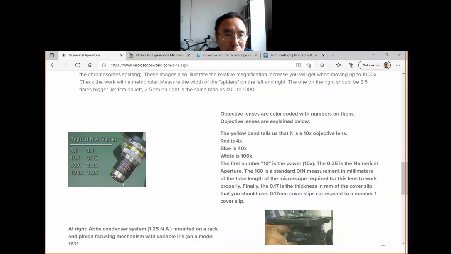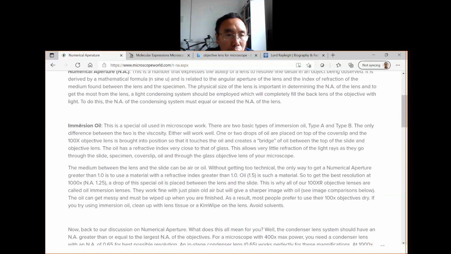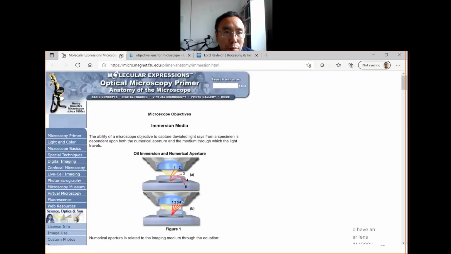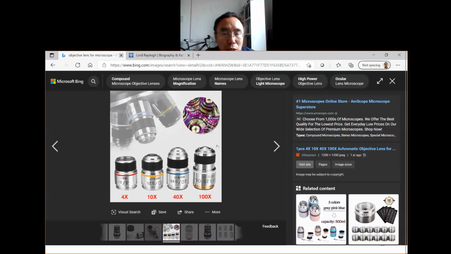So here it is the same thing. 0.1 for low magnification; when you have 100 times, you can have the numerical aperture to be 1.25. But this is because you use immersion oil. The index for the oil is 1.5. Then you can get a numerical aperture of 1.25. This is the idea of the numerical aperture.